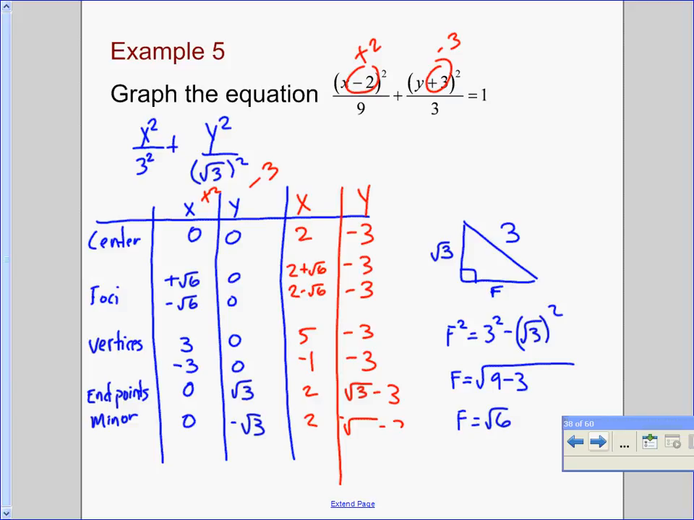Okay, and so now I can use all of that information to either sketch a graph and label the points or actually plot them on the coordinate plane. And that is the last example I have for this section.